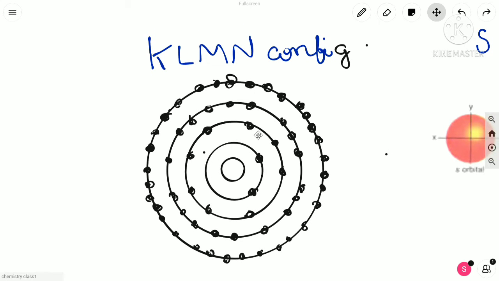So this is what the KLM configuration is. The first shell is K. The second shell is L. The third shell is M, then N, and the number of electrons in each of these shells is determined by 2n square.